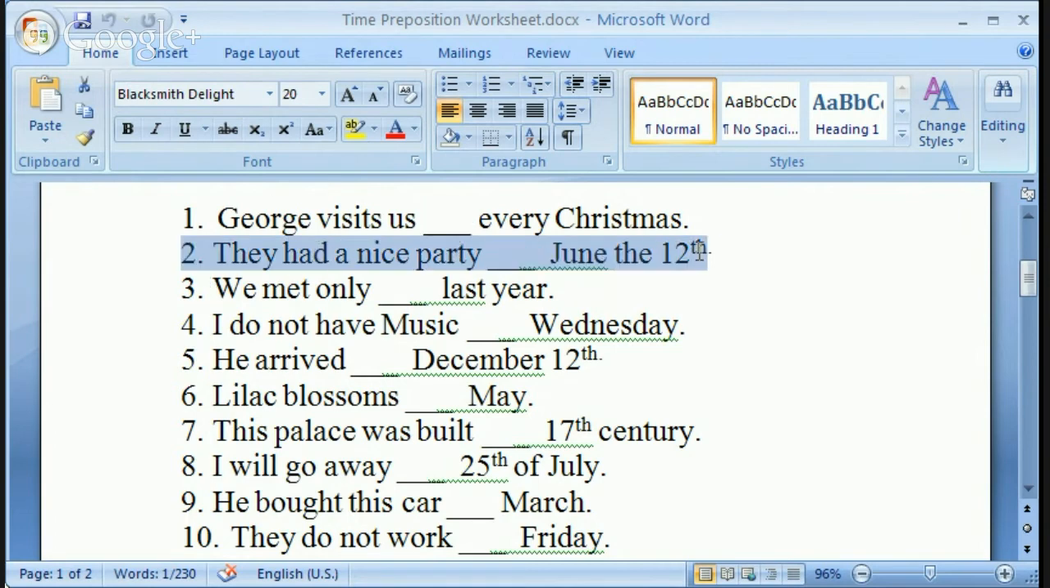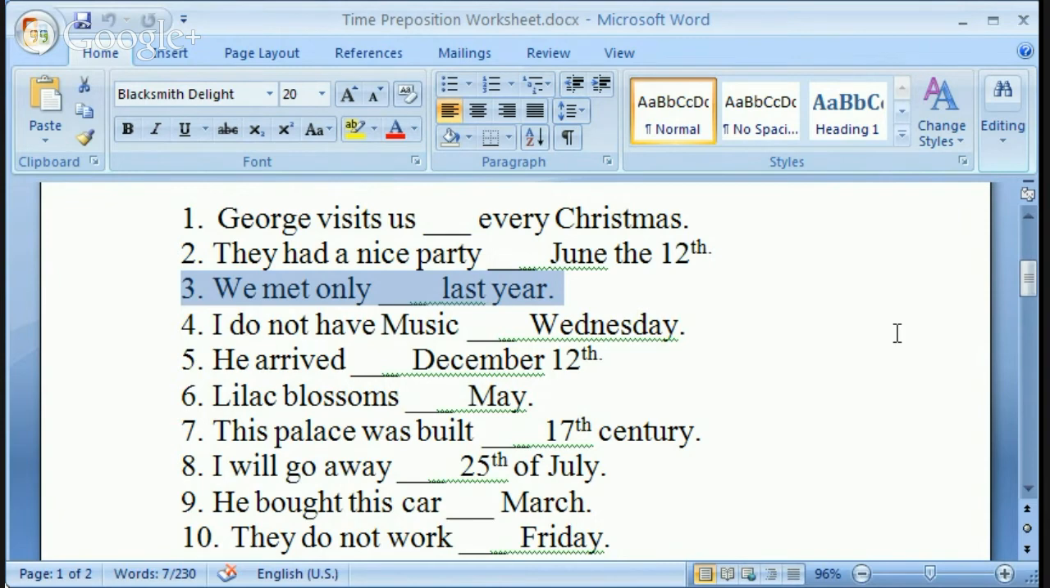Andre, could you try number 2? They had a nice party in June the 12th. Specific date. Yes. So it has to be on. Oh, sorry. Actually, it's on June the 12th. So whenever we use a day, on that day, on Sunday, or a specific date, on June the 12th. On, right? Okay.